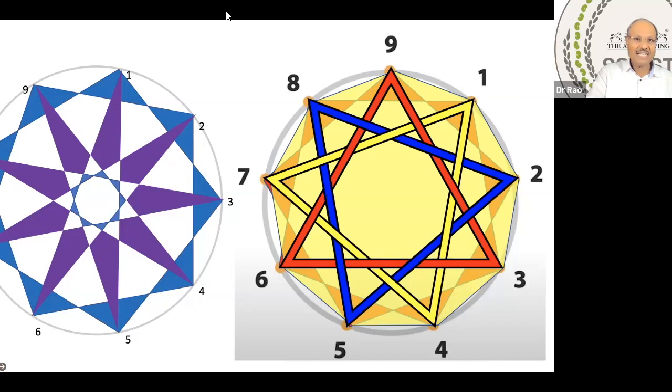Now we can see this, let me just take the spotlighter. Yeah. So these are the three triangles. Now these three triangles appear in other traditions. One is the Buddhist tradition.